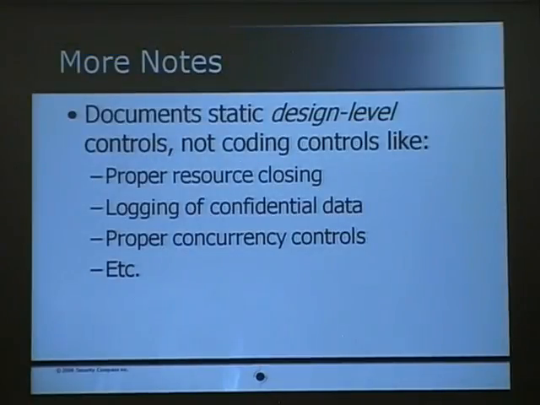Okay, the other thing to remember is it documents design level controls, right? So something like an input validation routine or output encoding are design level controls. Things like resource closing, so closing your database connections, logging of confidential data, proper concurrency, these are coding issues, right? You can't really capture them at that design level. So it's not intended to capture everything, but it is designed to capture the things that are important when you're designing the application.